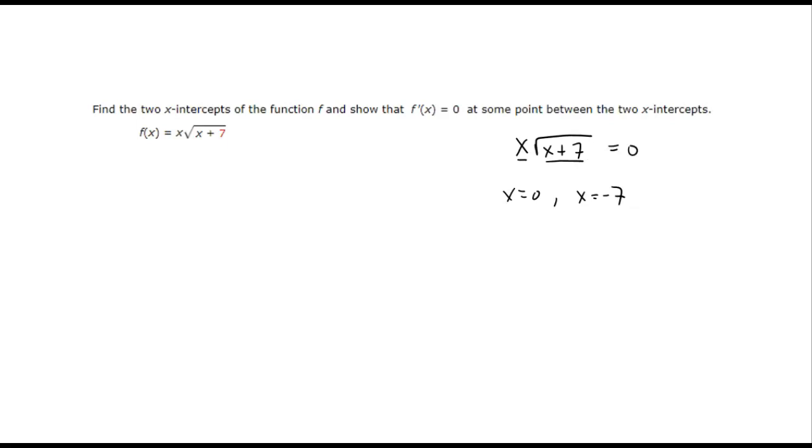Okay, so here's what we're looking at. A real rough sketch is you have a 0 here. Whoops, I went the wrong way. A 0 here, call that -7.